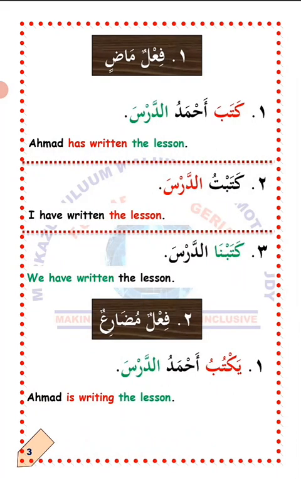Wahid, number one, is fi'lu madin. Now the examples of fi'lu madin. Kataba Ahmadu darsa. Ahmad has written the lesson. Remember that the last letter of any word appearing after a verb in Arabic must take Dhamma, just like Ahmad. Kataba Ahmadu darsa. Ahmad has written the lesson. We cannot say Ahmada or Ahmadi because the word Ahmad is the word appearing after the verb kataba. So kataba is an example of fi'lun madin.